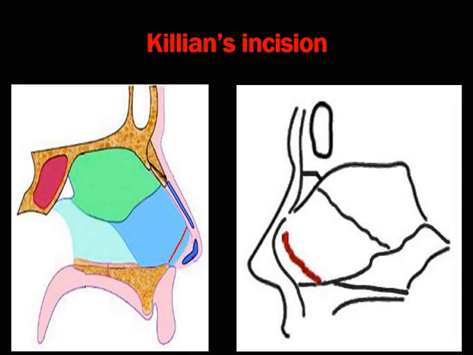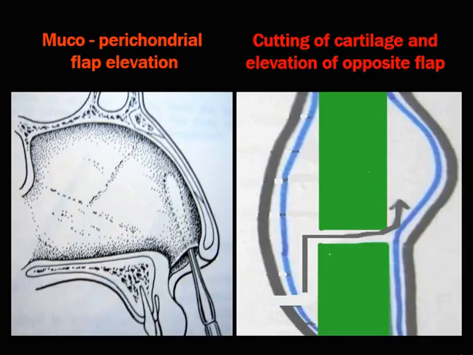The incision for submucosal resection or SMR surgery is Killian's incision, which is performed around 5 mm beyond the caudal border of the septal cartilage. So this is the caudal border of the septal cartilage, and this is around 5 mm beyond. So this is the caudal border, and this is 5 mm posteriorly. Freer's incision was made here at the caudal border of the septum. Then again, same thing, muco-periosteal flap elevation is performed, and cutting of cartilage and elevation of the opposite flap is performed in SMR surgery, which is not performed in septoplasty surgery.